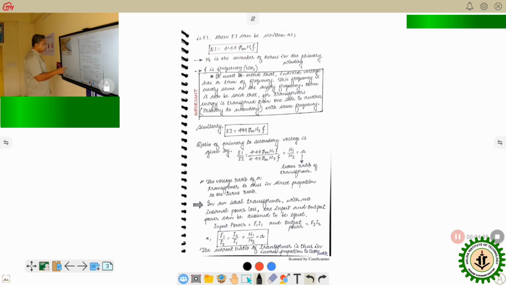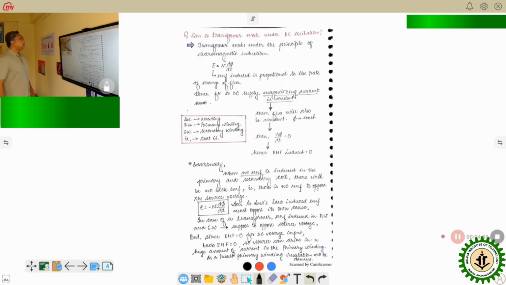So please note, everybody, that E1 by E2 is equal to I2 by I1, which is equal to N1 by N2, which is equal to a, the turns ratio. So the current ratio of a transformer is in inverse proportion to the turns ratio. Now, this may be asked as a short question, or many times it is asked: can a transformer work under DC excitation?